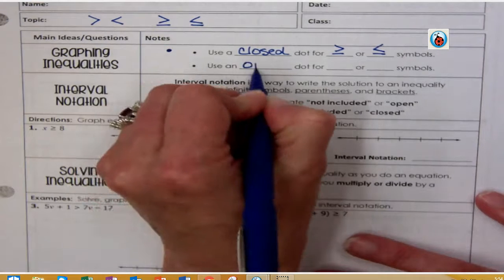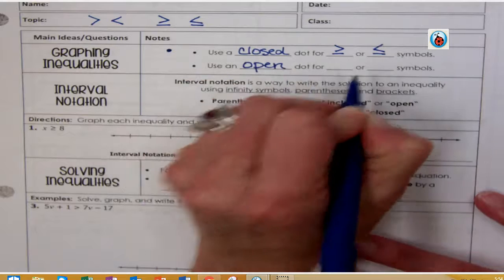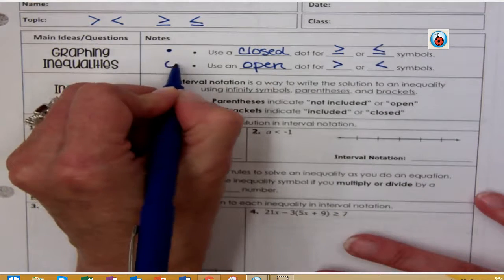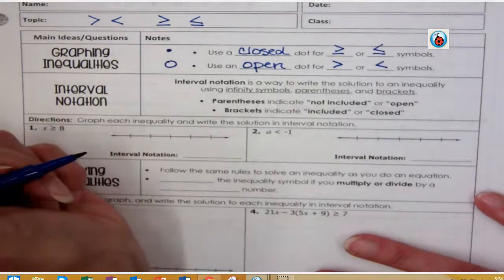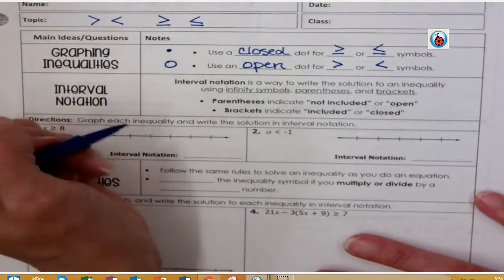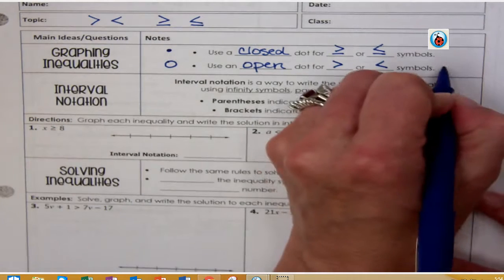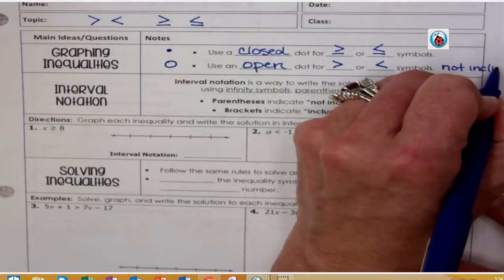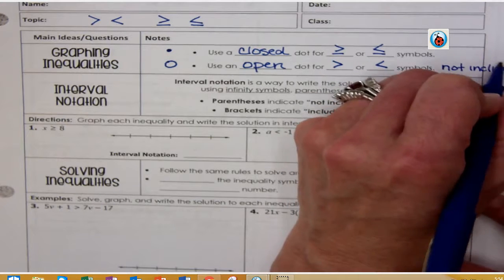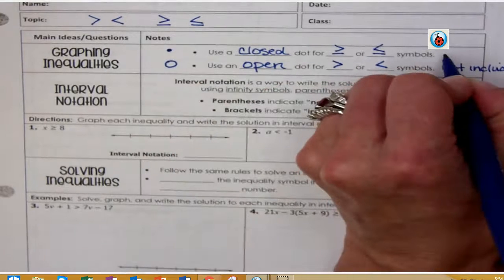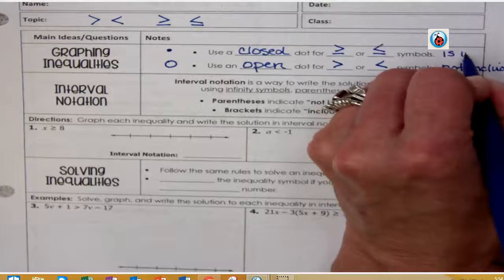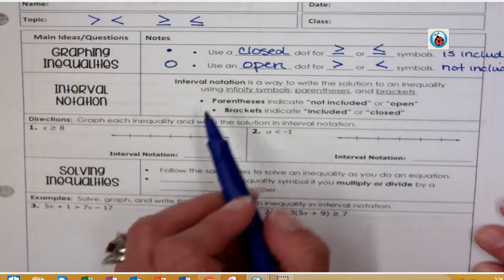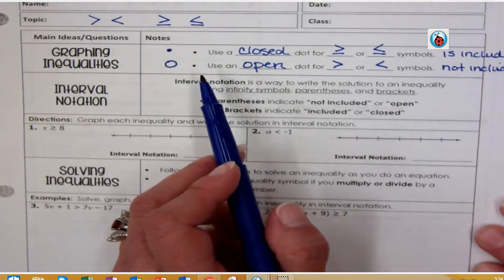You're going to use an open dot when it is greater than or less than. Basically what that's saying is the number where that open dot is, is not included. The closed dot means that that number is included. Hopefully that's a review for you.